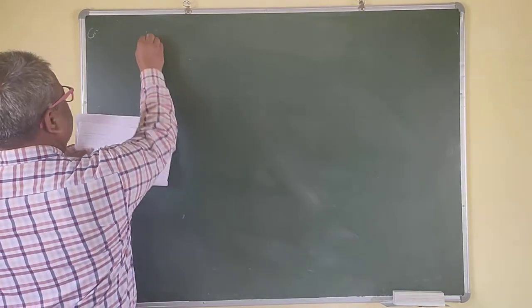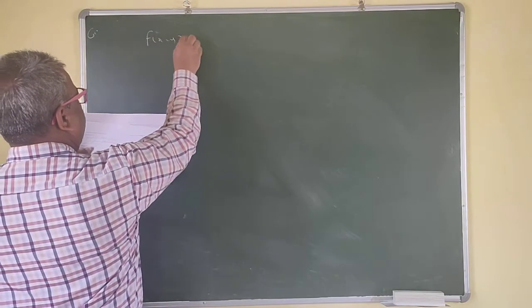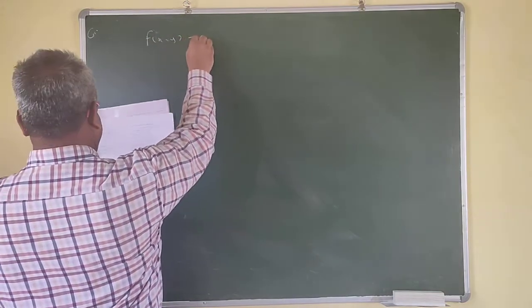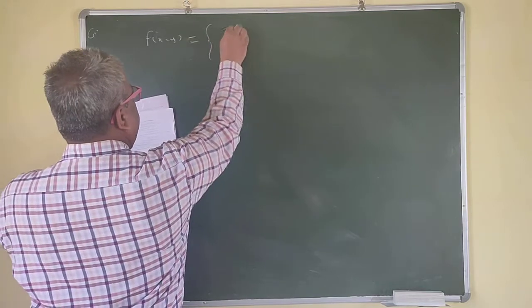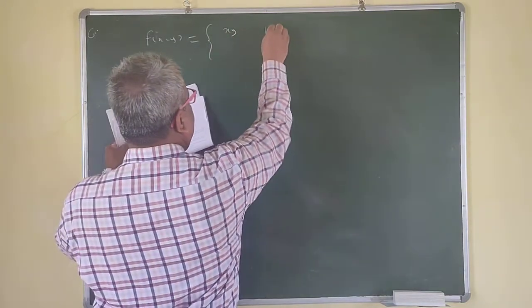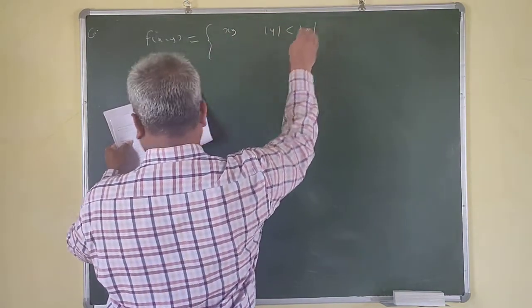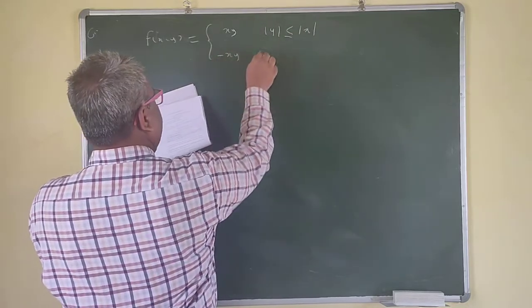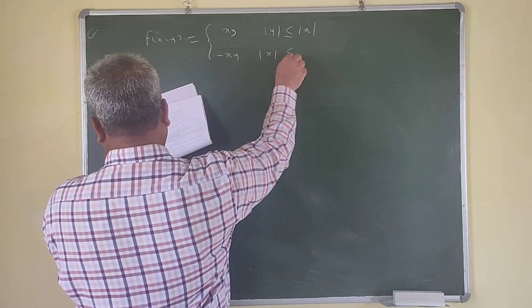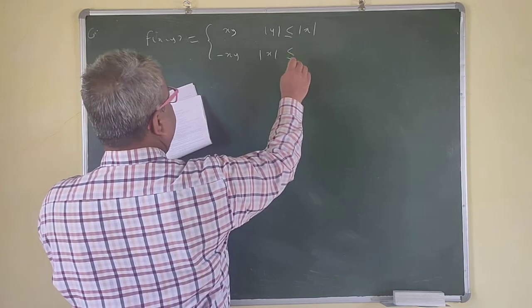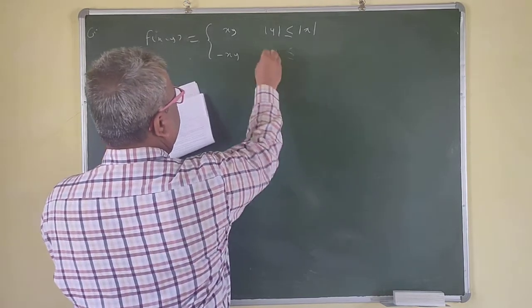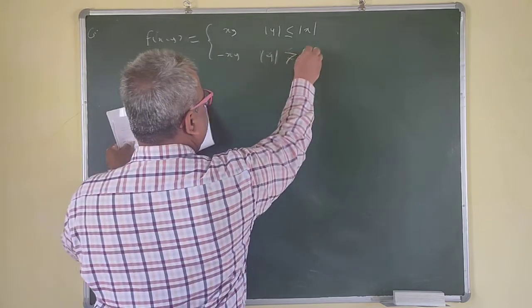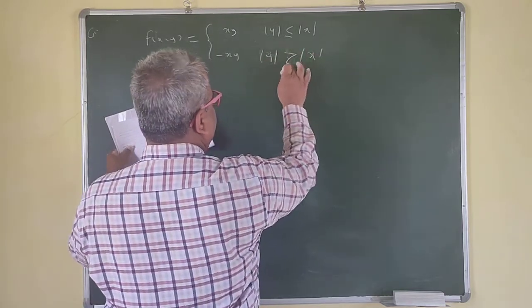So let f(x, y) be equal to xy, for mod y less than or equal to mod x, and here minus xy for mod x less than or equal to mod y. We write y here, and just reverse the inequality only.